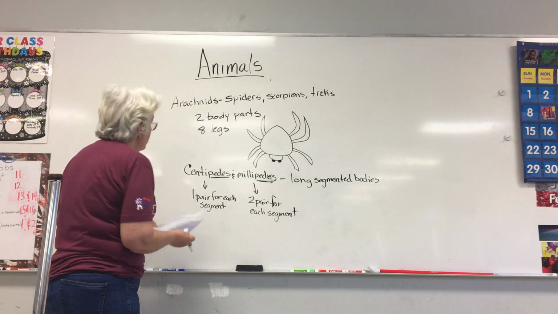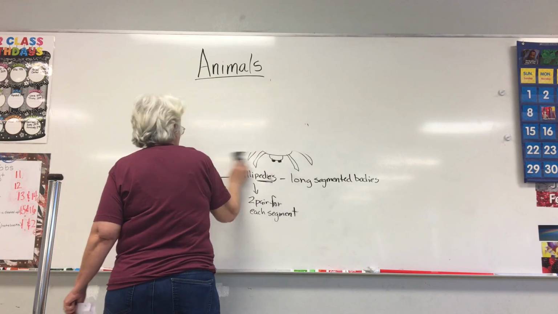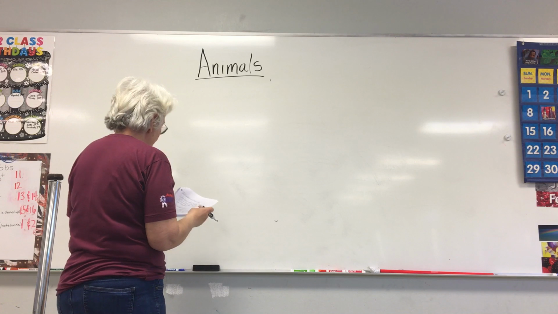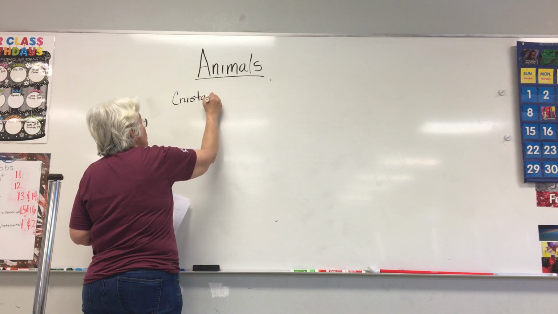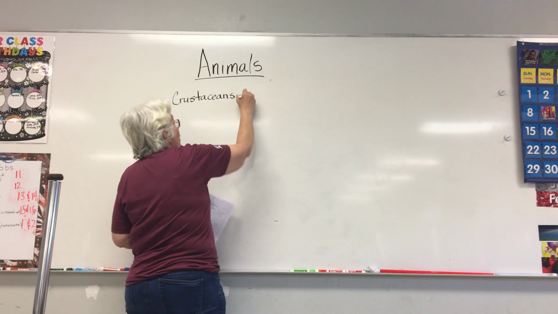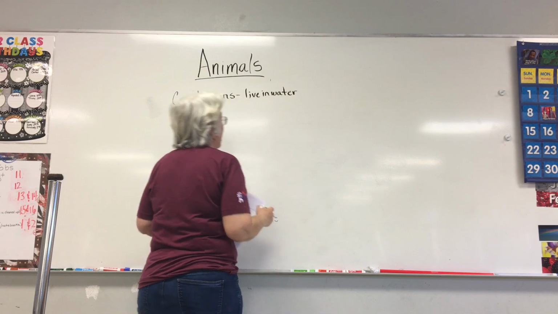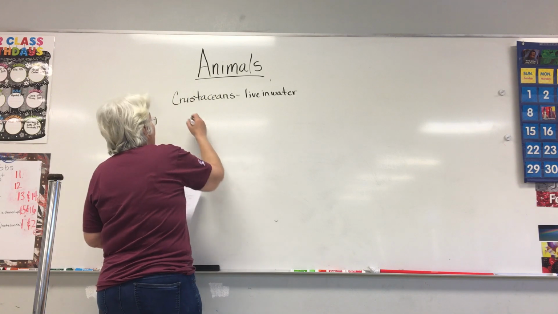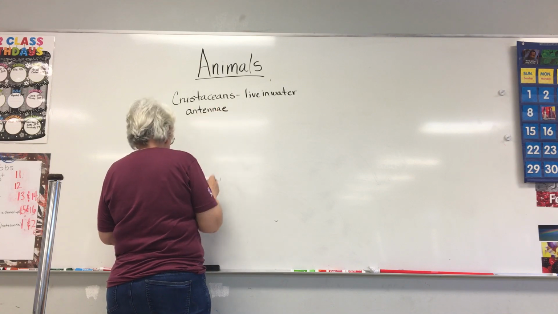And the last 2 we're going to talk about are, remember these are invertebrates, they do not have a backbone. Crustaceans. And these are, they live in water. And it could be creek water, lake water, ocean water, any type of water. That most of them have antennae, little things that come off the top of their head.